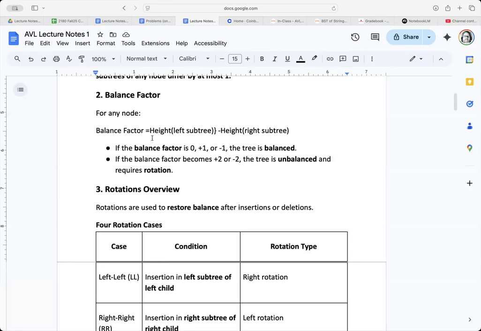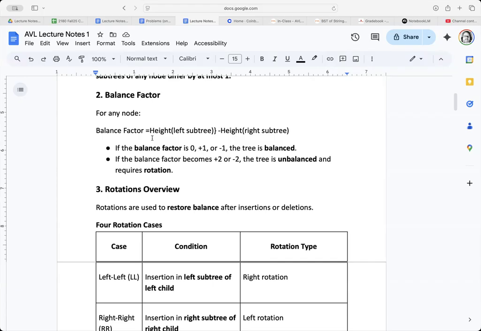We're going to allow, and you have to allow, these to be off by one. So if the balance factor is zero, positive one, or negative one, then we say the tree is balanced. Since we're doing left minus right, if it's minus one, it's a right heavy tree. If it's plus one, it's a left heavy tree. Zero means it's perfectly balanced.